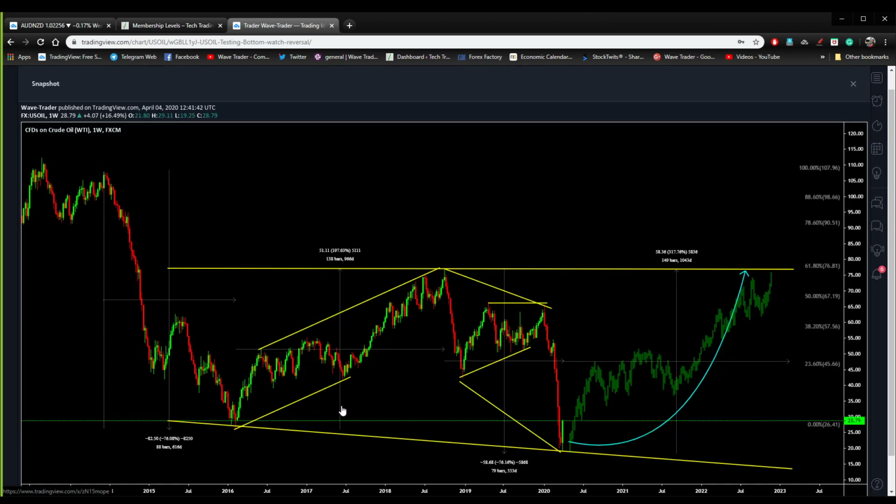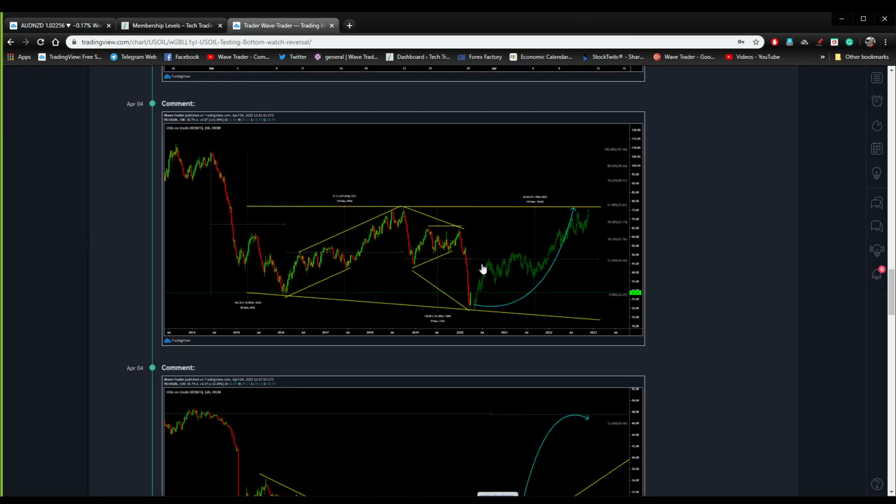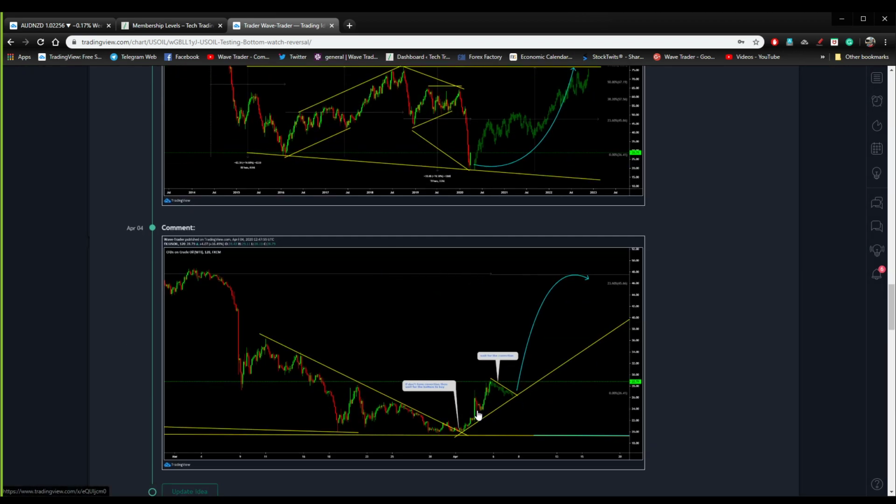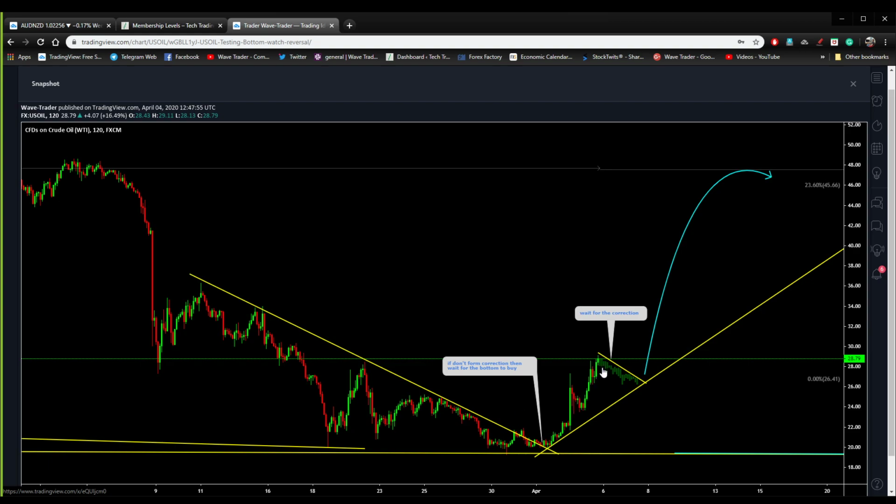Yeah, the pattern has slightly changed. You can see that expanding triangle, or still can see that ABC move. Okay, so this is what you are anticipating: any correction which is going to form from 15-minute time frame to 1 hour time frame.